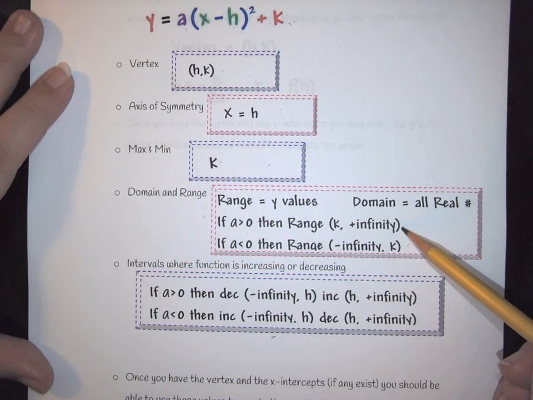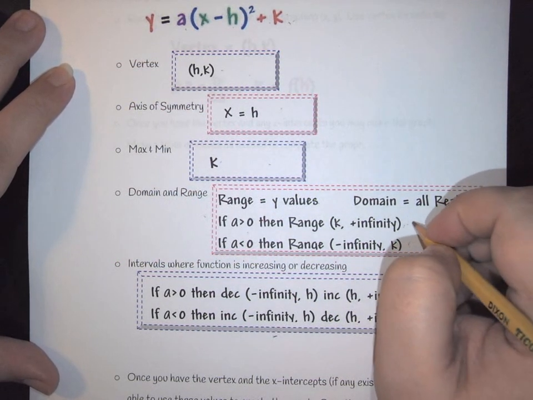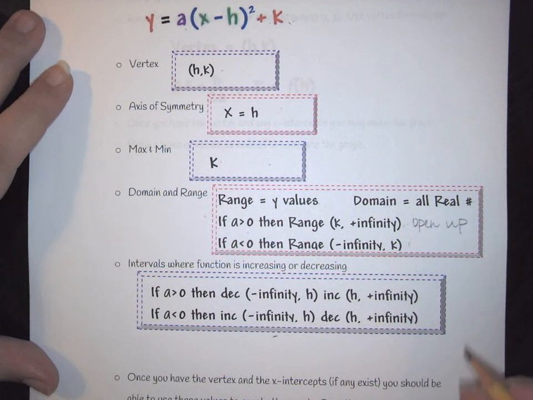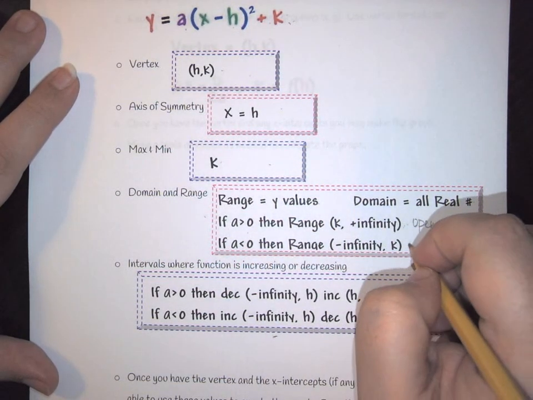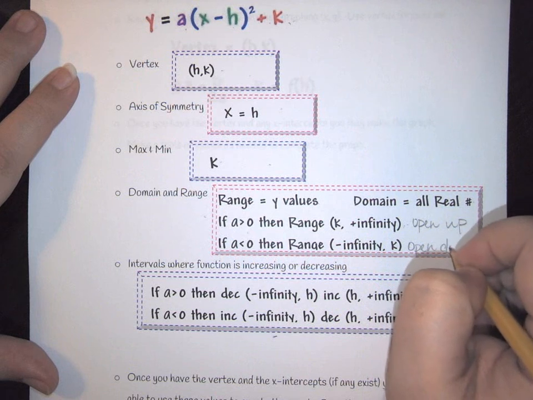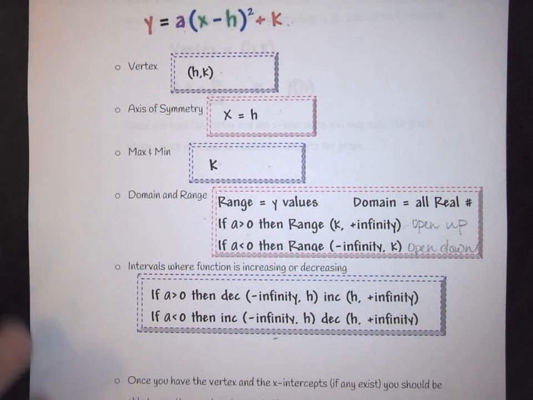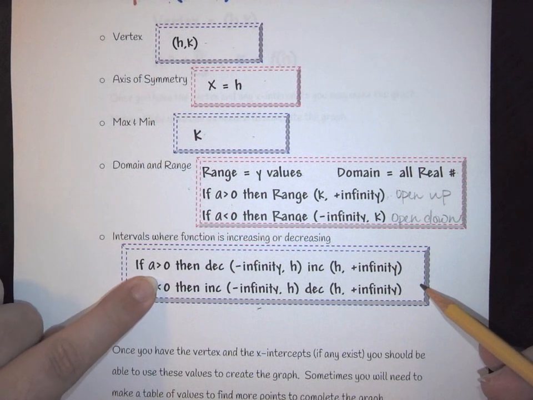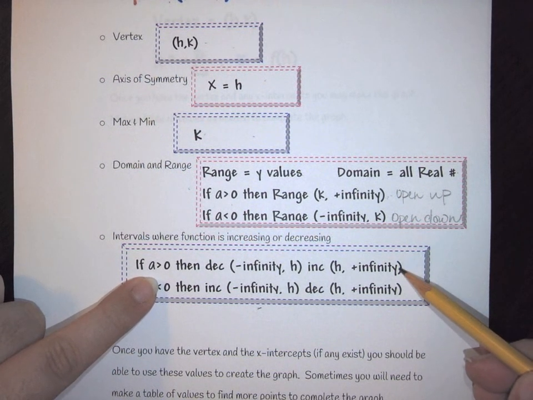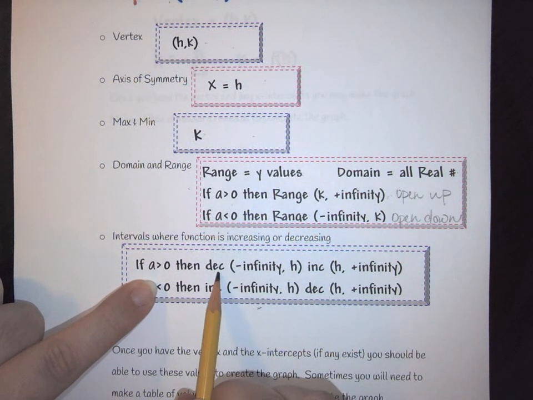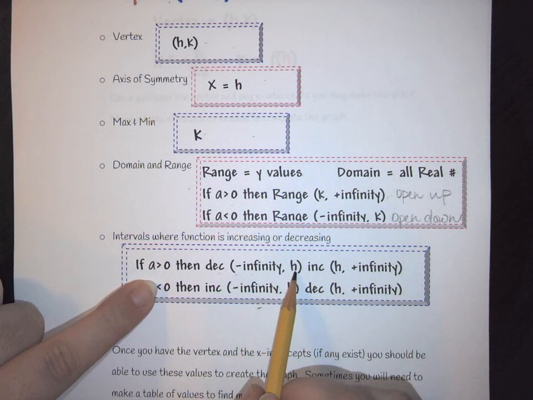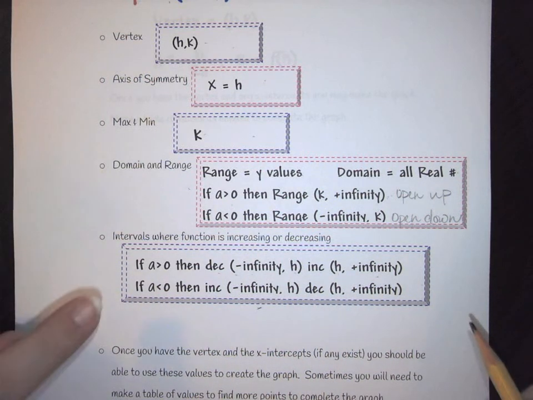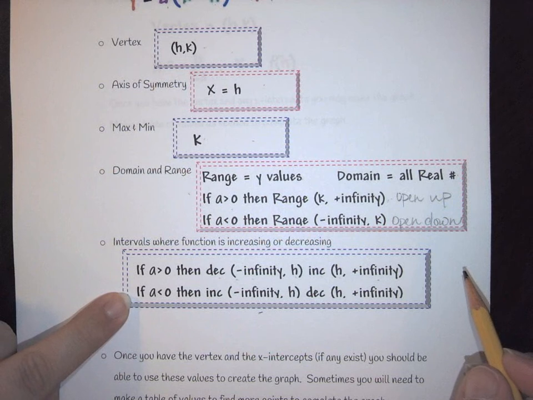Basically, if your a is greater than 0, then you are going to open up. And if your a is less than 0, you are going to open down. Now we can also write intervals of increasing and decreasing. Again, if your a value is positive, then your intervals look like so, where you're going to decrease from negative infinity to h, and you're going to increase from h to infinity. It's vice versa if we have a negative value.